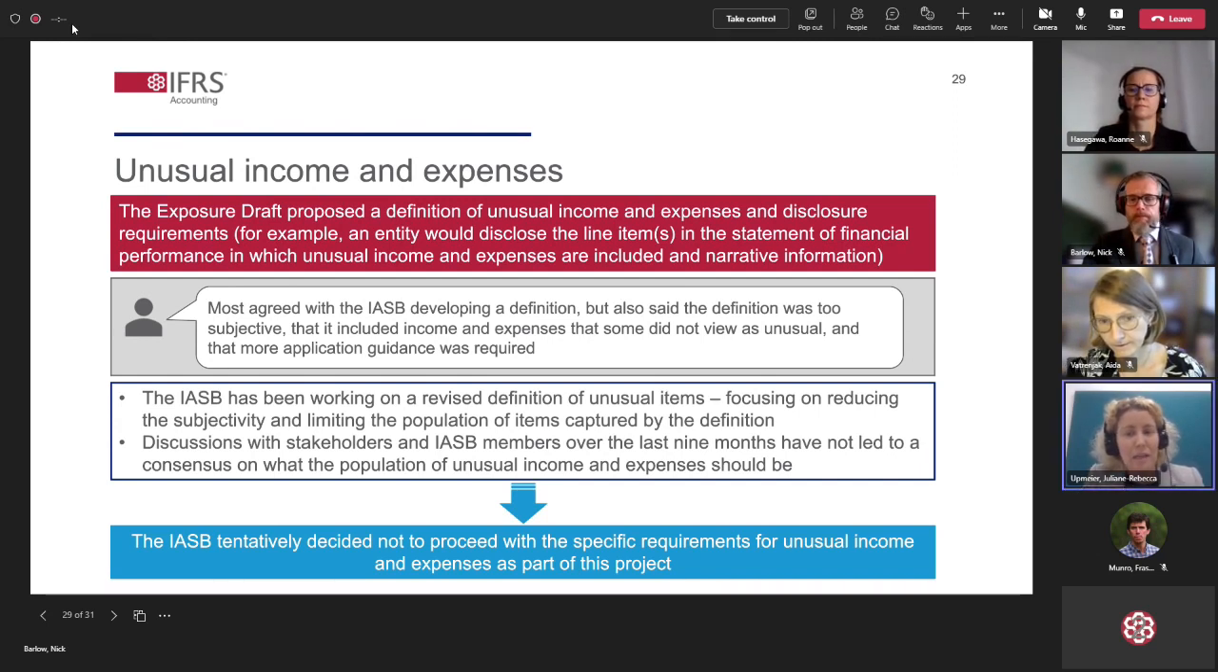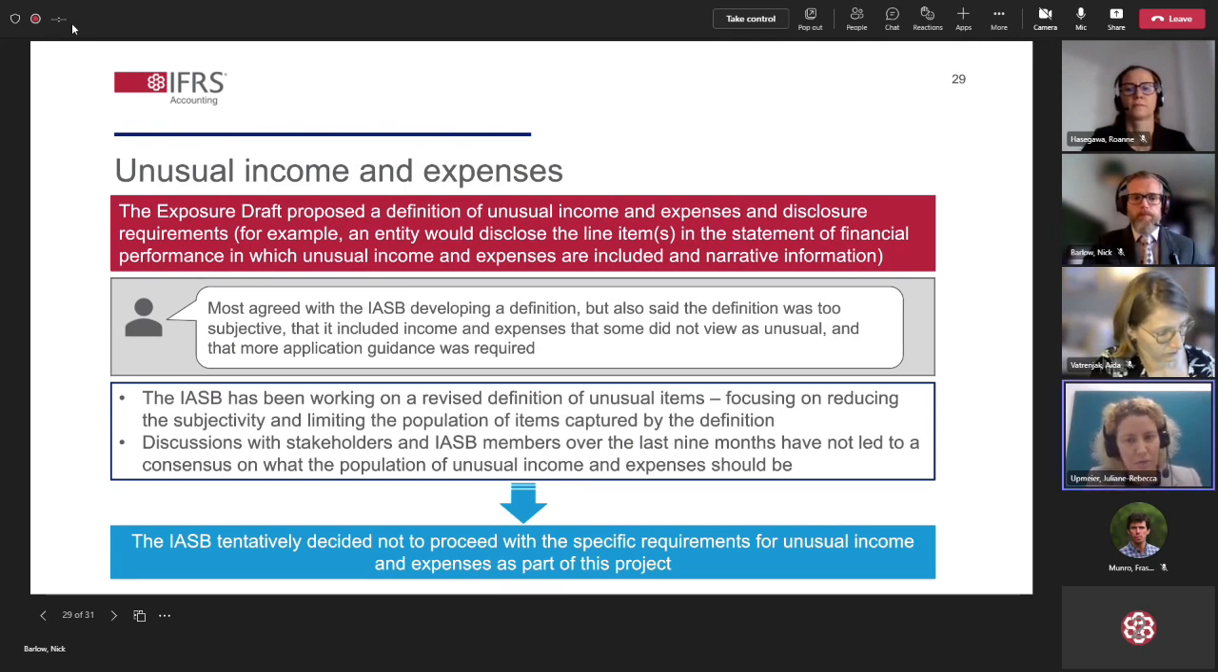In the exposure draft, the IASB proposed a definition of unusual income and expenses. If an item of income or expense would meet the definition, an entity would disclose additional information about that item in the notes, such as giving a narrative description of the transactions and events that gave rise to that item being identified as unusual, and disclosing the line items in the statement of financial performance in which the item is included.